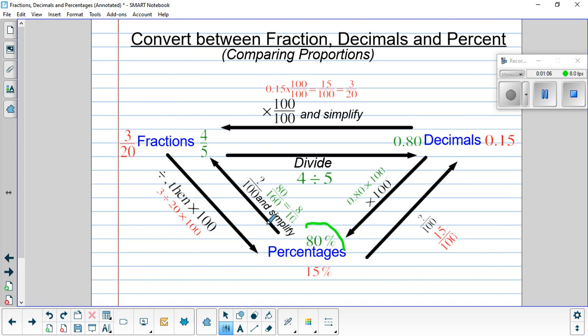Put it over 100. I should say 100, not 160, so I apologize. Put it over 100, and then simplify. So 80 over 100 simplifies to 4/5 in its lowest form, or simplest form.